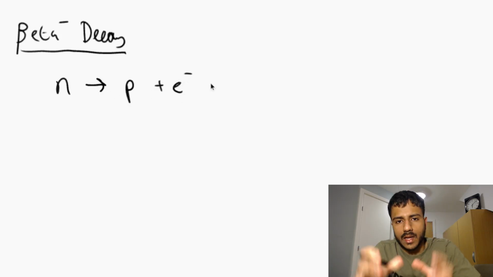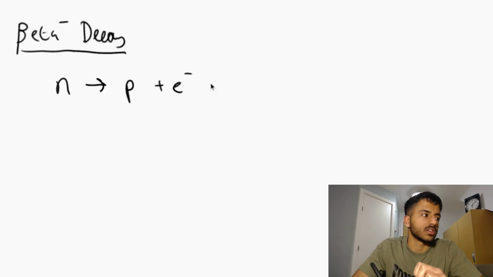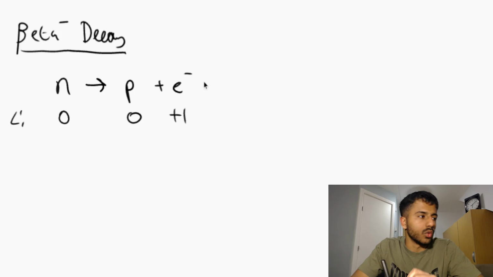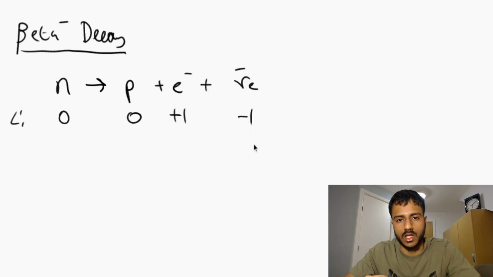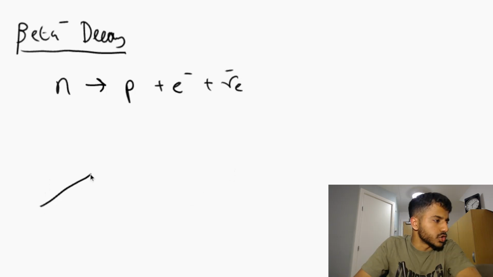And remember from our leptons video, we know that lepton number has to be conserved in this case. We know that the lepton number of the neutron is 0, the proton is 0, and the electron is plus 1. So therefore we need an anti-electron neutrino in order to conserve the lepton number. So this is our decay equation. This time we're going to have one neutron coming in.